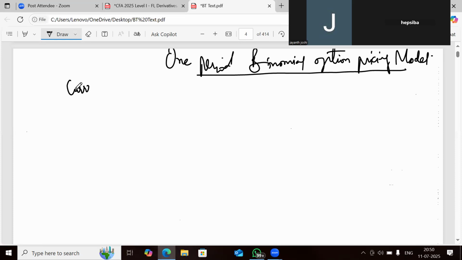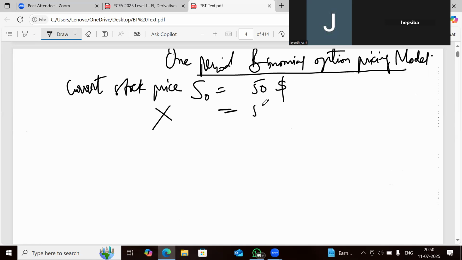So, the one period binomial option pricing model. The current stock price is given to you: $50. Strike price $55. Time to maturity, 1 year, let's say. The stock we are holding can go up and down.